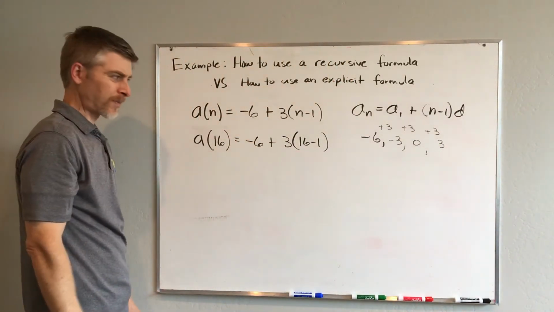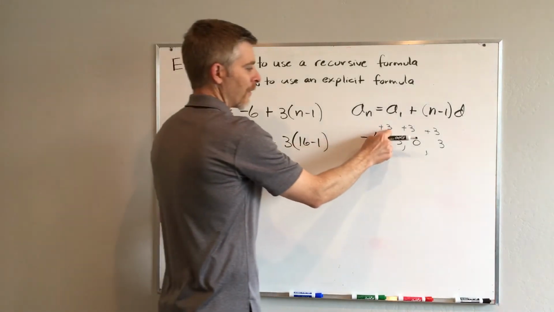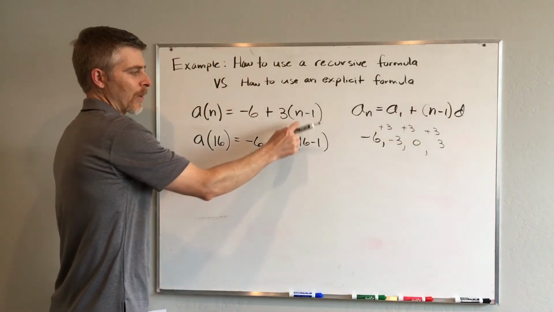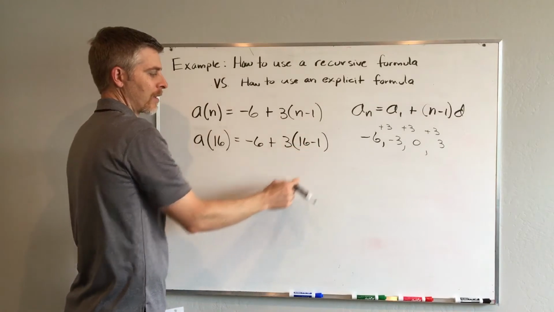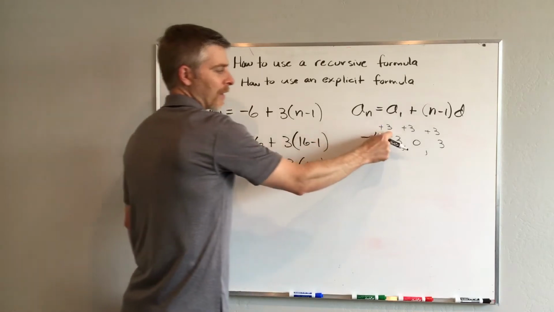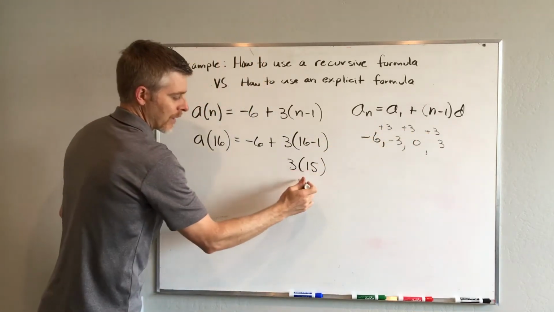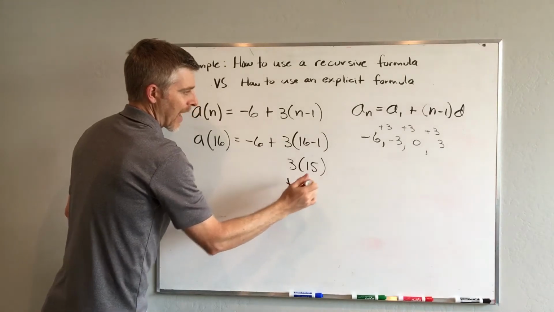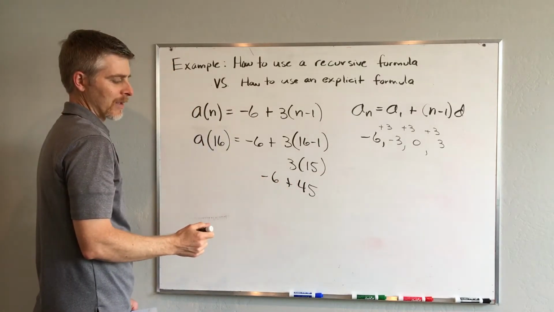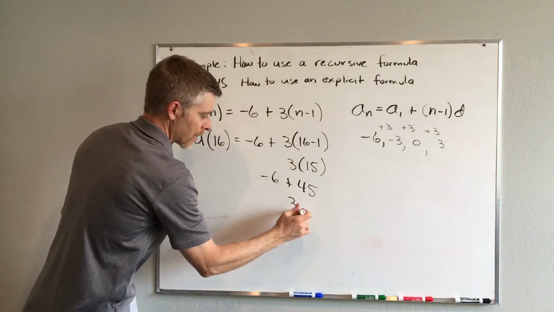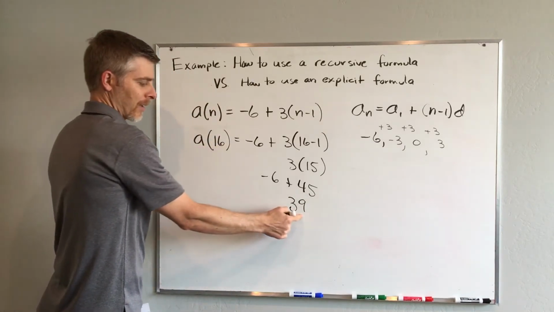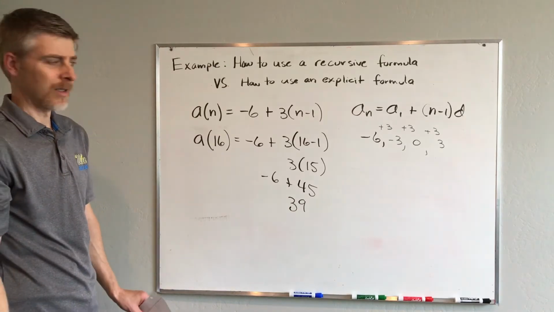And we figured out that it's going to take 15 of these 3's to get to the 16th term. So that's why the n minus 1. 16 minus 1 makes 15. So we're going to multiply 15 of these 3's together. 3 times 15 is 45, and then we're going to add that to whatever the first term was, which is negative 6. Negative 6 plus 45 is 39. So the 16th term is 39. That's how to use an explicit formula.